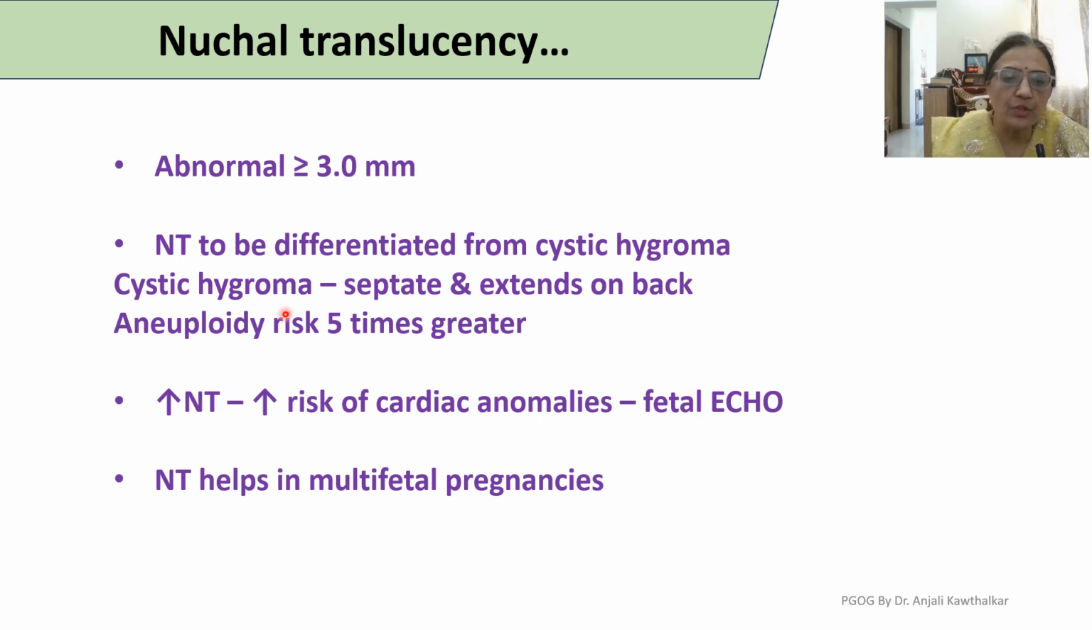Cystic hygroma is a direct indication to go ahead with either chorion villus sampling in early pregnancy or amniocentesis in the second trimester. Increased nuchal translucency is also associated with increased risk of cardiac anomalies, and that is why it is an indication to do a fetal echocardiogram. Nuchal translucency especially helps in multifetal pregnancies, because if there is an abnormal report, say with cell-free fetal DNA or analyte testing, it is still unclear which fetus is abnormal, or whether both or all the fetuses are abnormal. For that, this NT will help to differentiate between normal and abnormal fetuses.